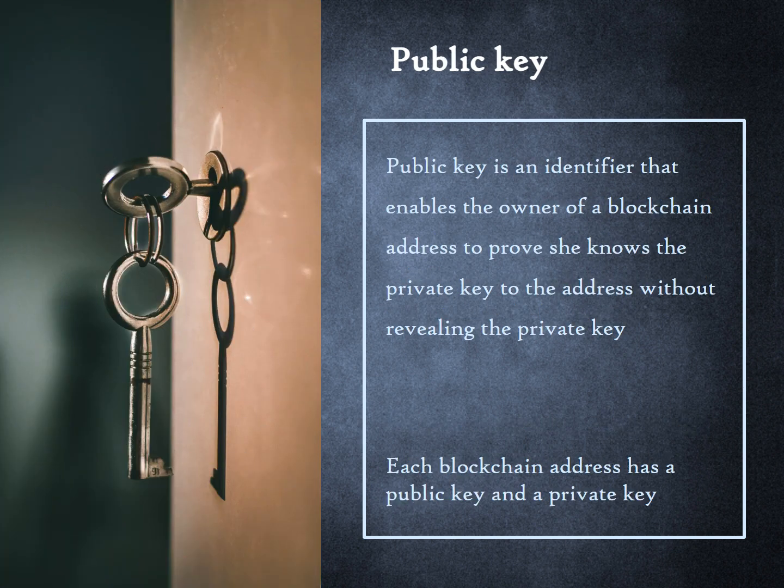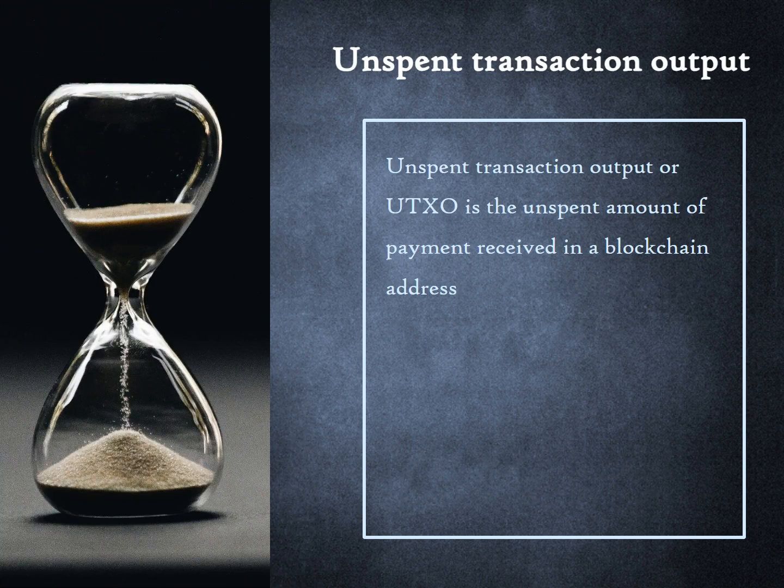Public key is an identifier that enables the owner of a blockchain address to prove she knows the private key to the address without revealing the private key. Each blockchain address has a public key and a private key. Unspent transaction output or UTXO is the unspent amount of payment received in a blockchain address.